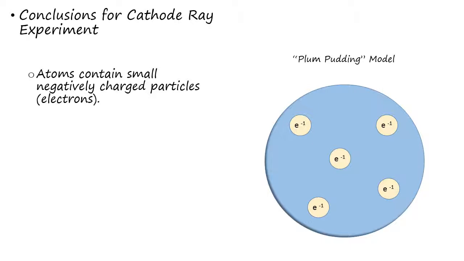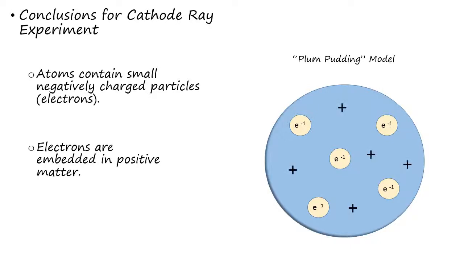And this became known as the plum pudding model because the model resembles plum pudding, or you could think of it as like a chocolate chip cookie where the electrons are the chocolate chips. Now, because electrons are negatively charged, there must be something positive to cancel out that charge. So Thomson believed that the electrons are embedded in positive matter, again, uniformly distributed throughout the atom. Okay, and so this became known as the plum pudding model, where you have these negative electrons embedded in this positive mass.